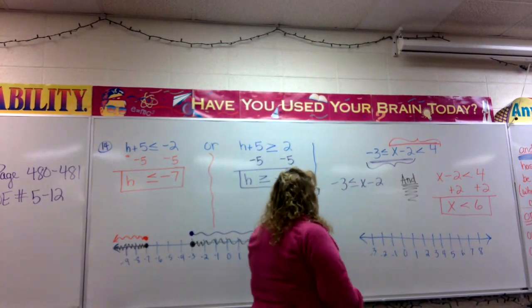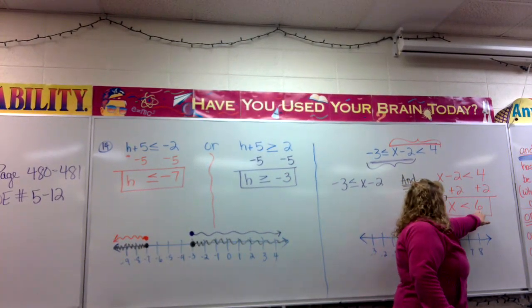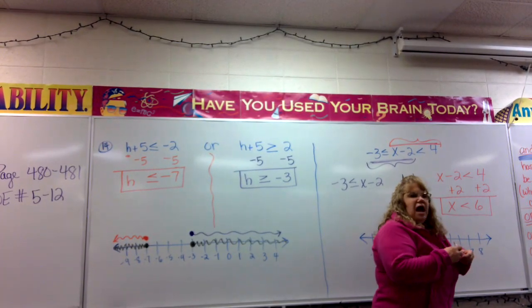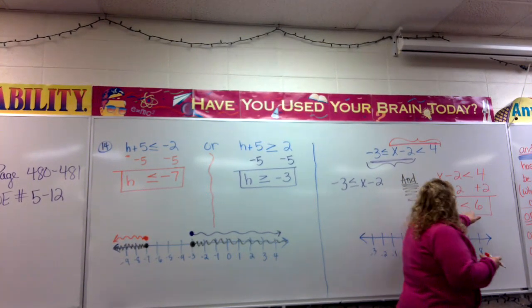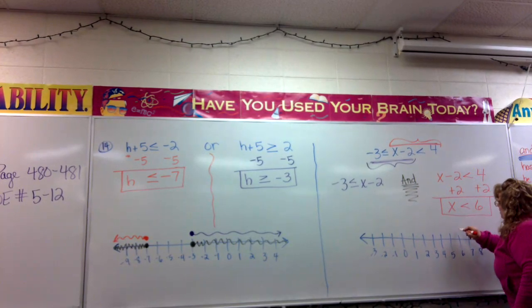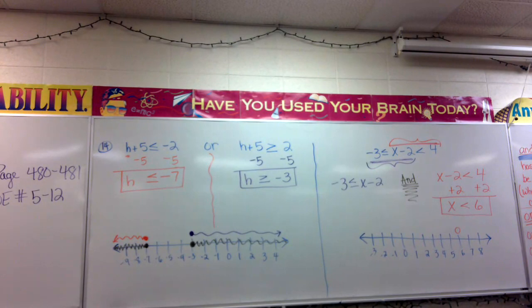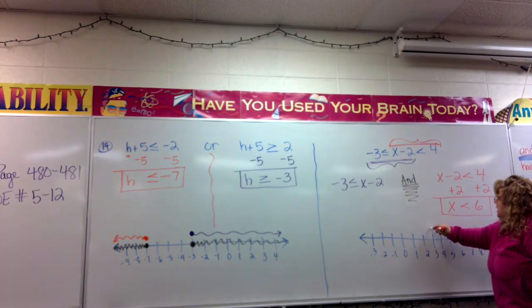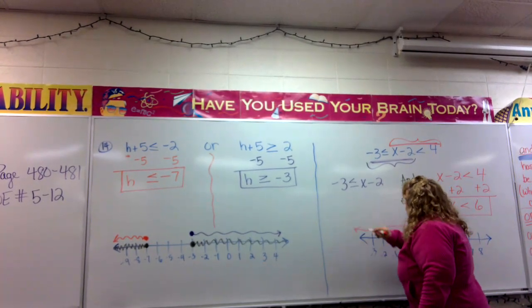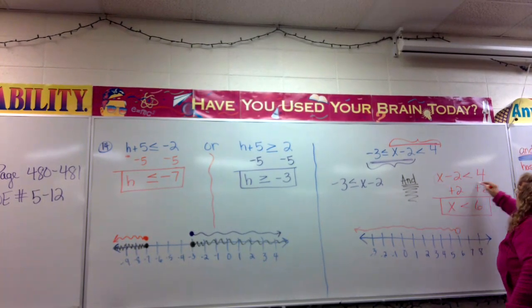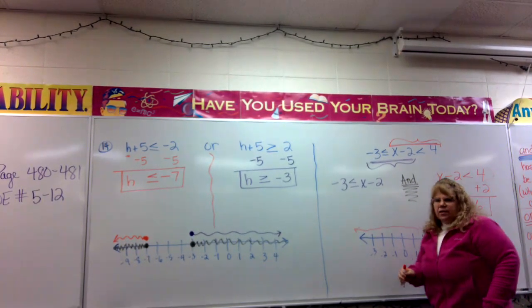So I go to 6, color it in or not color it in, Reese? Not color it in. There's no equals underneath here, so I'm not going to color it in. Which way does my line go? Left or right? Left. The values that are less than go to the left. So any value that I choose in this region will work in this part of the inequality, right?